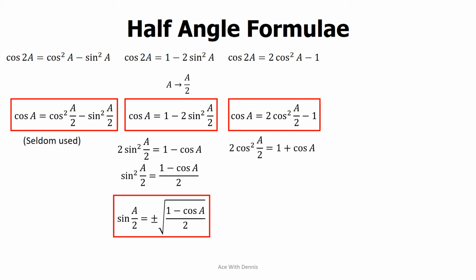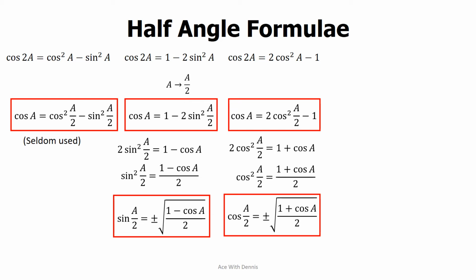Now we move on to cosine function. We use the third formula here, and we want to make cosine A over 2 the subject. So this formula becomes 2 cosine square A over 2 equals 1 plus cosine A. So cosine square A over 2 equals 1 plus cosine A over 2. And now we square root both sides. It becomes cosine A over 2 equals plus minus square root of 1 plus cosine A over 2. So this is the formula for cosine function under half angle formula.